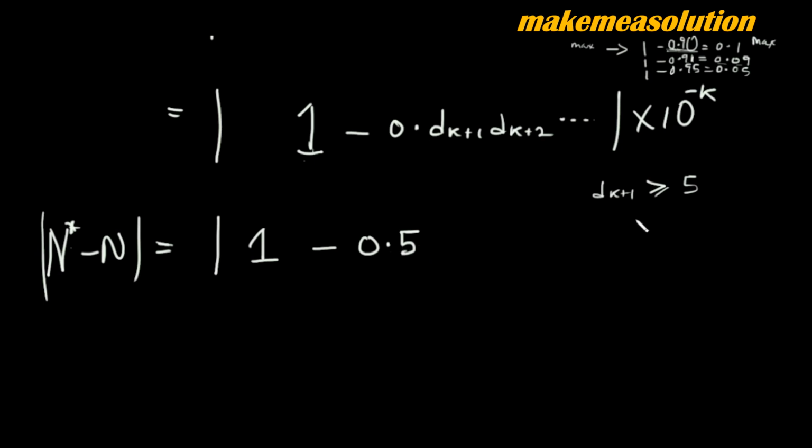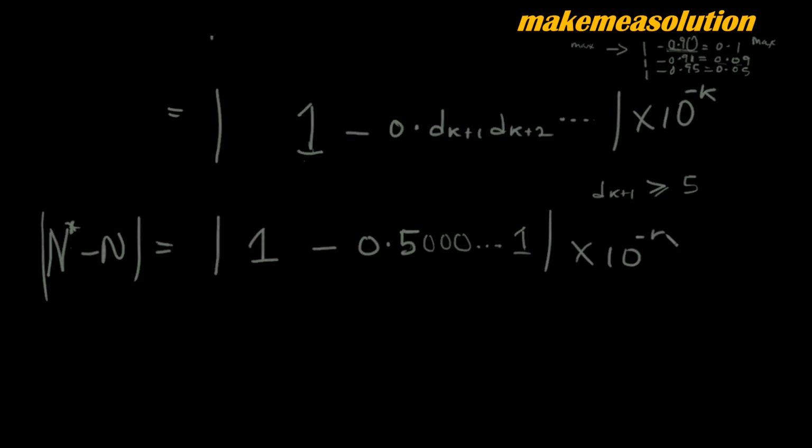such that we have 5.000000, and after an infinite number of zeros we now have a 1. So that's what I'm trying to represent here. This is a 5, and I have 0, 0, 0, an infinite number of zeros, then I have a 1 at the end eventually, times 10 raised to the power of minus k.